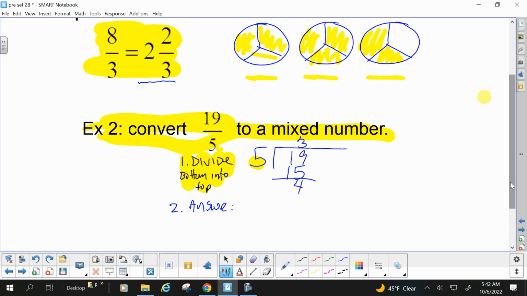Now that would mean then that I have 3 full parts, then I have 4 parts left over out of a group of 5. I don't have a full group of 5 left. So you take the answer to the division problem, the remainder you put over the original denominator, the divisor, yeah?